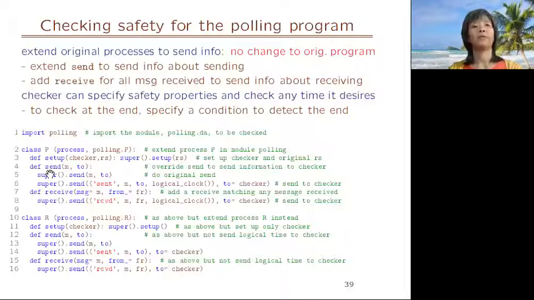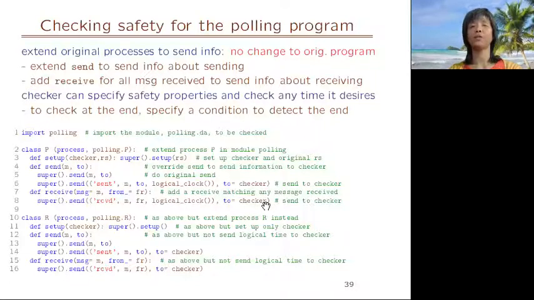So now the send method is overridden to say send M to, this is a set of 2 processes, to send. So just call super.send, that's the original send. And then this sends information, send M to this guy with a logical time to the checker. Okay, that's about the sending. And for receiving, you just say receive a message M that matches any message from some process, and you just add this extra send received M from a logical time to the checker.